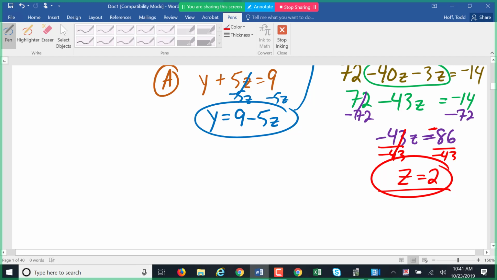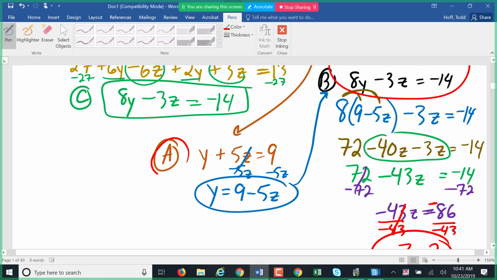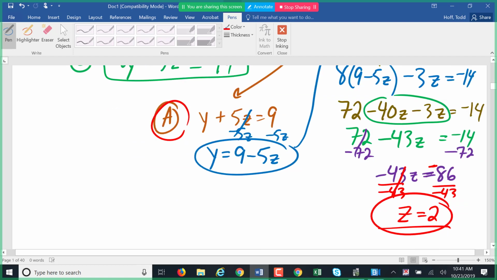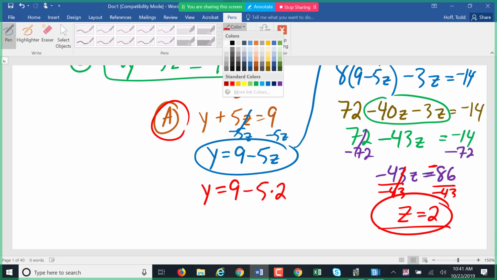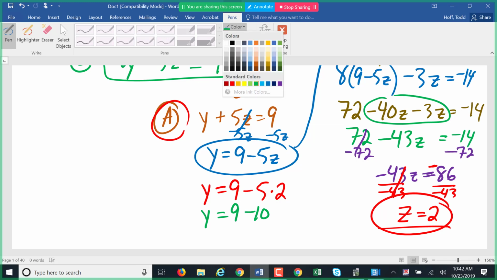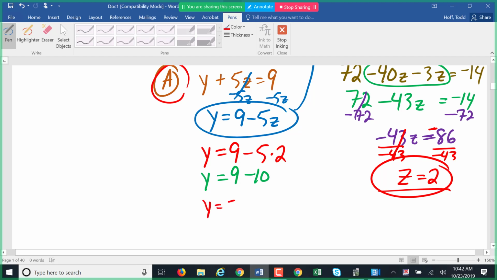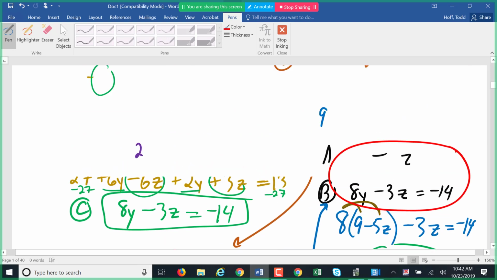So I'm going to work my way back through. If I go back one step, here I have a system of two equations with two variables, y and z. So if I know z, I can find y. In fact, I have this equation solved for y already. So I can put that 2 in there for z and get y rather quickly. So y equals 9 minus 5 times 2 becomes y equals 9 minus 10, which gives us that y equals -1. So now we have z and y, we can go back to find x.